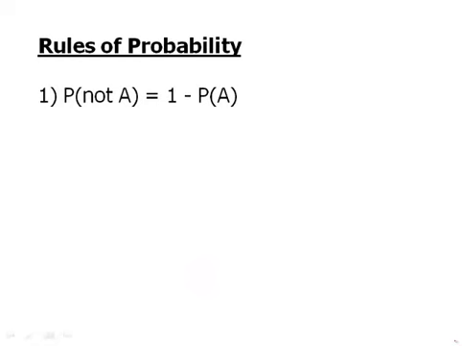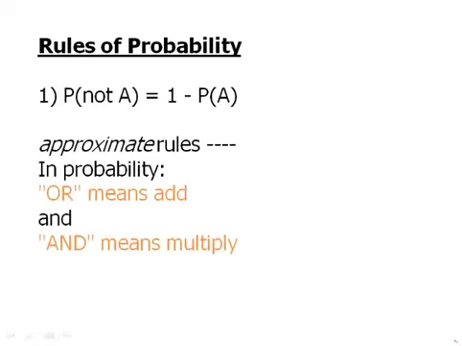We'll get to some more. I'll give you some general overview rules also. These are approximate rules. In probability, OR means add and AND means multiply. Now, if you were to stop learning probability right here and just stick with this, you do pretty well. You do okay. These rules are not exactly true. We're going to be clarifying them in the subsequent videos.